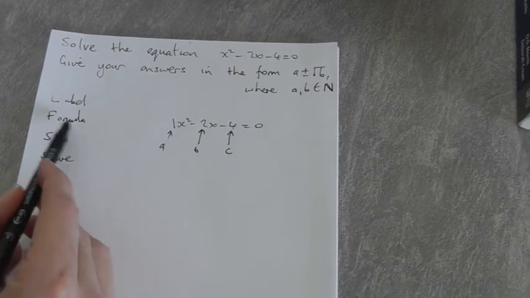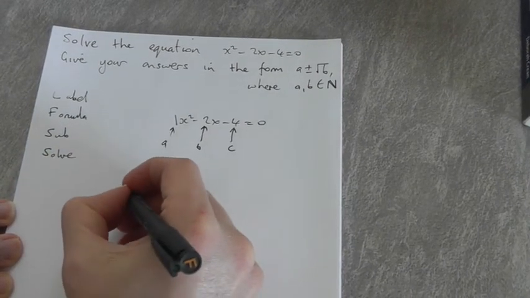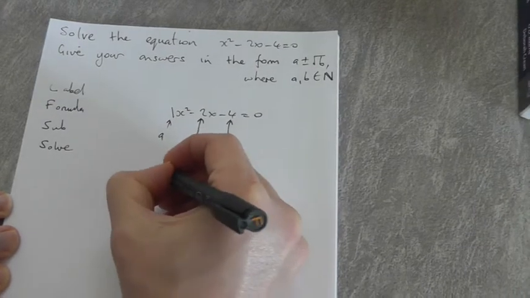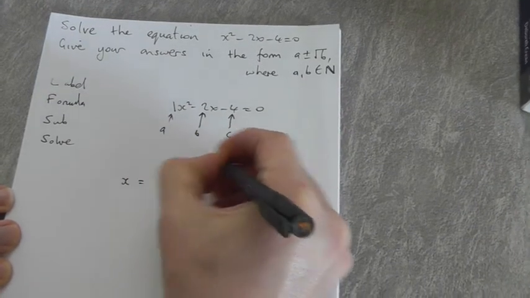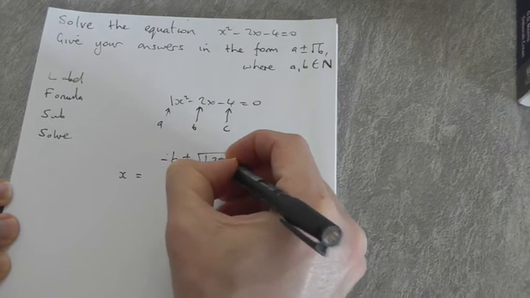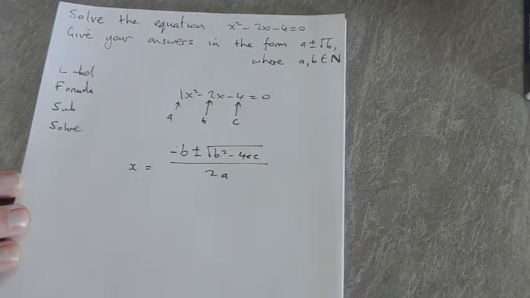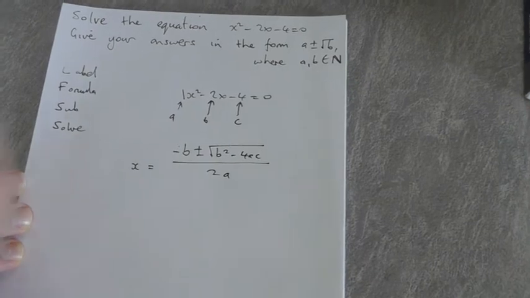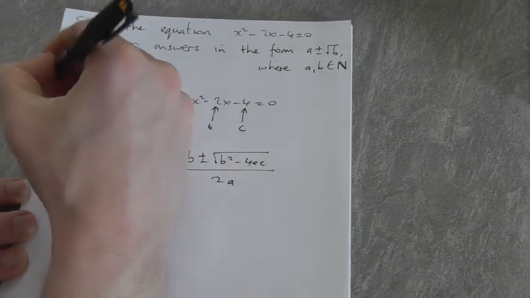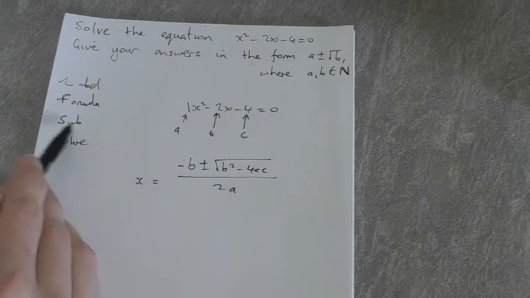I'm then going to select my formula, and my minus b formula is this: x equals minus b plus or minus the square root of b squared minus 4ac, all over 2a. And that is available in the logbooks. So we have our labelling done, and I have my formula selected. I'm now going on to my substitution.